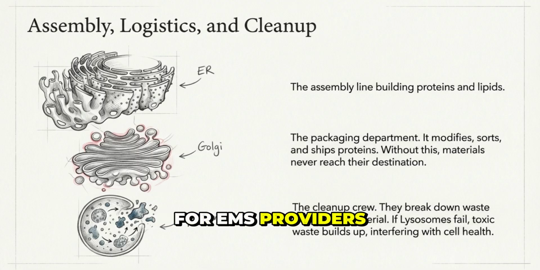For EMS providers, the key takeaway isn't memorizing organelle names. It's understanding that cells depend on internal systems just like the body does. When stress, hypoxia, or toxins disrupt those systems, cells lose the ability to function long before organs visibly fail.